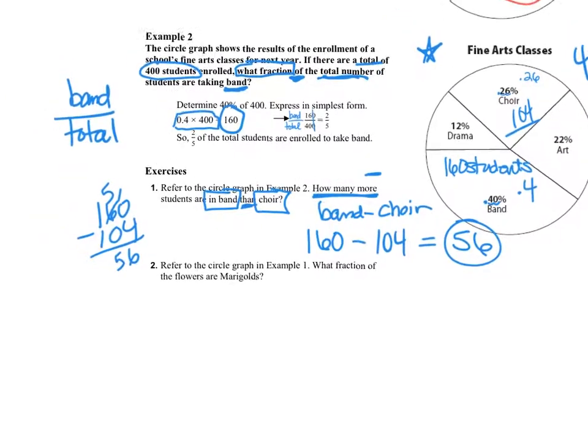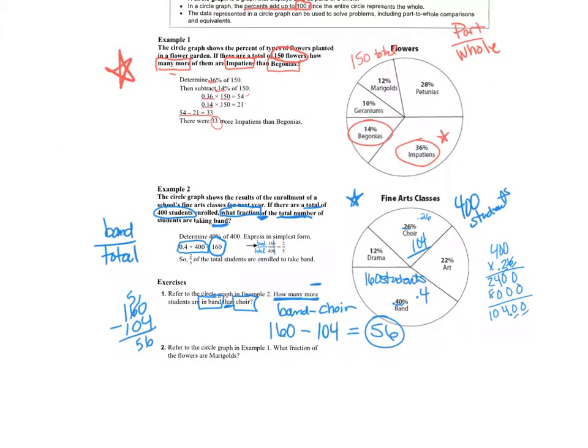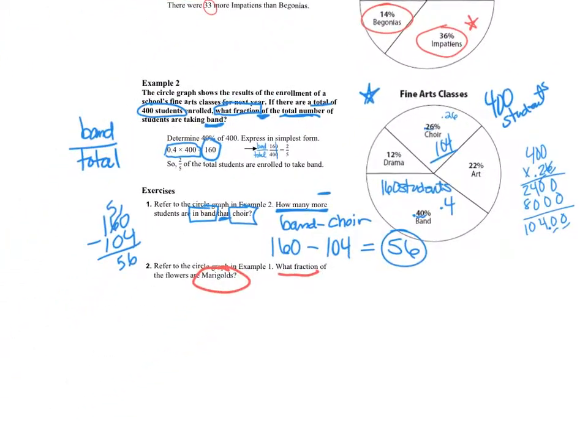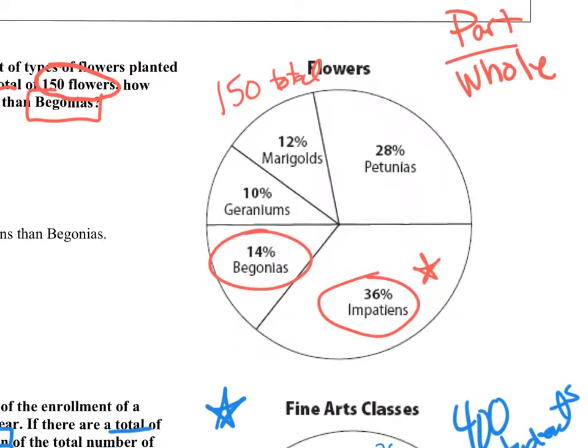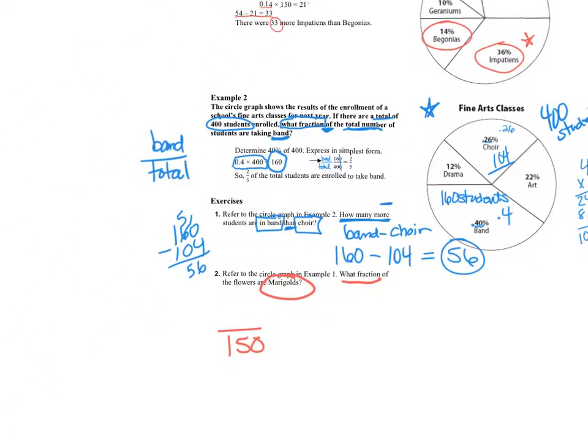Okay, example 2, refer to the circle graph in example 1, the flowers. What fraction of the flowers are marigolds? So there's 150 total, so that's going to be my bottom number. But I have to figure out how many marigolds there were. So how do I figure that out? Turn 12% into 0.12 and then multiply it by 150, the total. So 150 times 0.12.